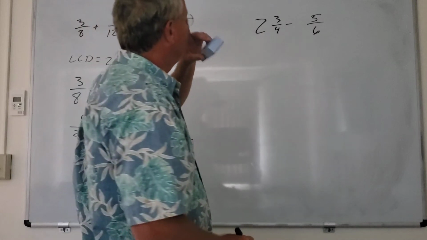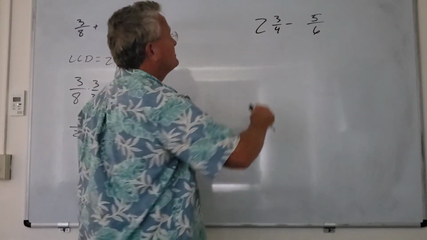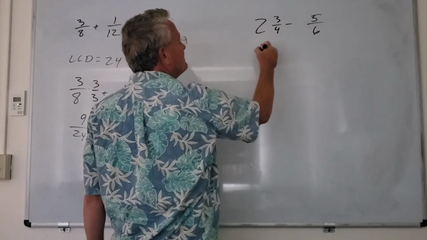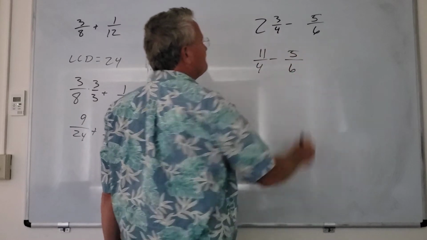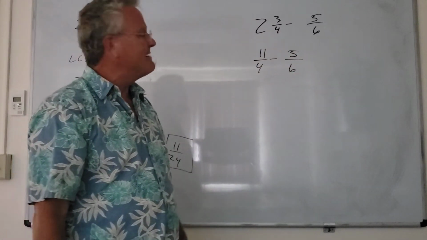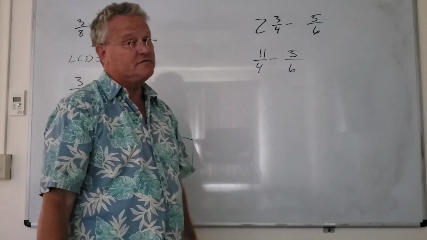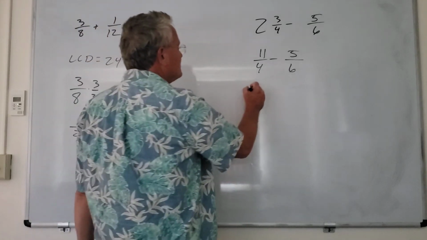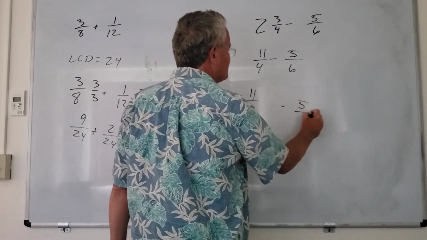Now let's do this subtraction. Well, we need to convert this mixed number to an improper fraction. 4 times 2 is 8. 8 plus 3 is 11/4 minus 5/6. So what is the least common denominator? What's the smallest number that both of these divide into evenly? It's 12, right? Okay, so we have 11/4 minus 5/6.